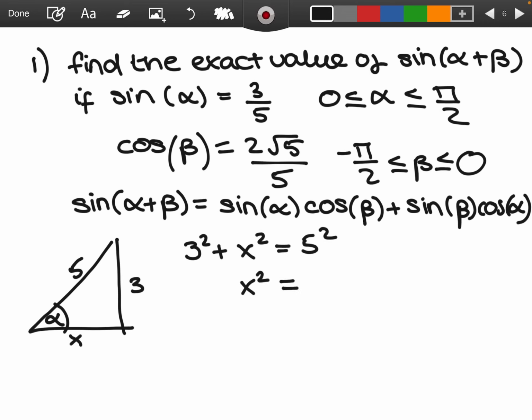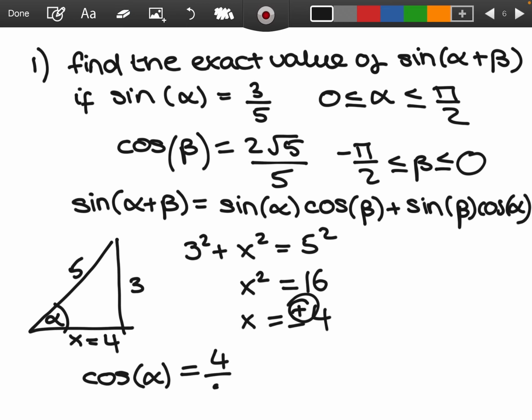So that would give me x squared is equal to 5 squared, which is 25, minus 3 squared, which is 9. So 25 minus 9 gives me 16. So x is equal to plus or minus 4. Question is, is it plus or minus? Well, we know that alpha is in quadrant 1. In quadrant 1, both sine and cosine of any of those angles are positive. So I know that cosine is going to be positive, so I'm going to take the positive value of my unknown. So that tells me that cosine of alpha, which is adjacent divided by hypotenuse, is going to be 4 over 5.